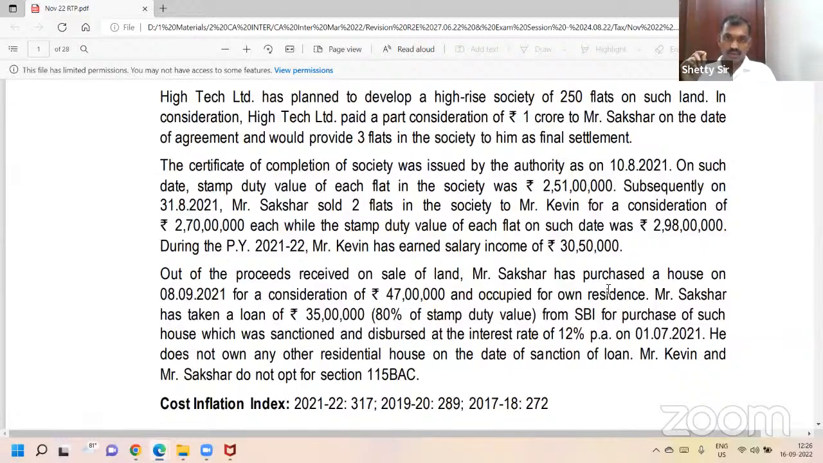The conditions: small a, loan taken between 1/4/2019 and 31st March 2022. 1/4/19 to 31st March 2022. Small b, very important, a different thing: stamp duty value of such RHP is less than or equal to 45 lakh. Very important, make an important mark. Small c, he does not own.